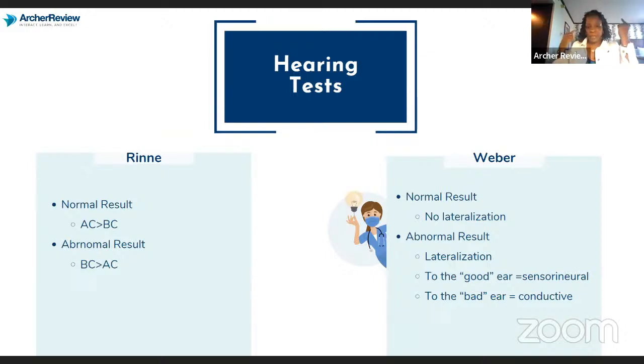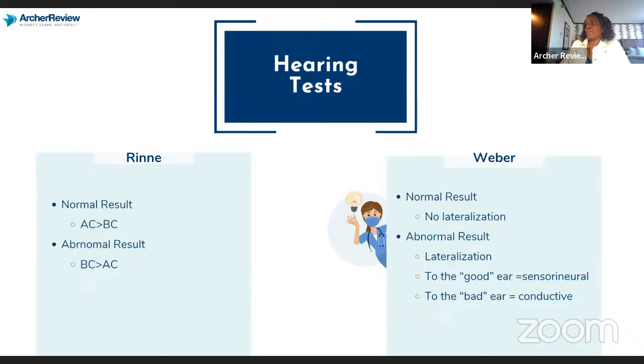which ear can they hear it better in? They can hear equally in both, or hear more in the left, or hear more in the right. So in a normal Weber test, of course, it's going to be midline. They can hear it in both. But if the sound lateralizes, and they hear it stronger in one ear than the other, then that might be an indication of hearing loss. So that would be conductive hearing loss.